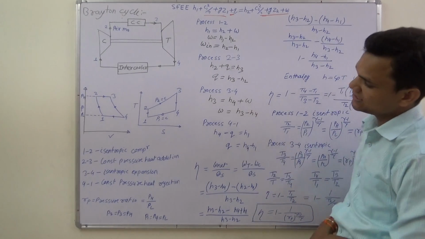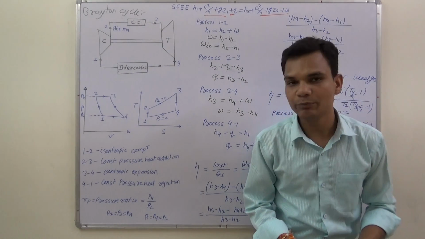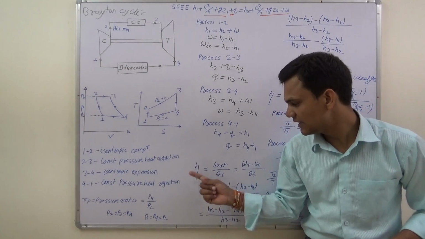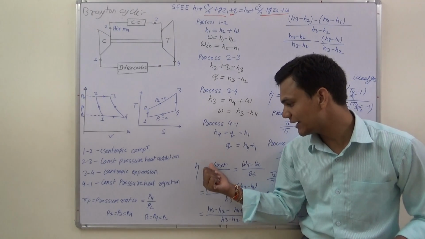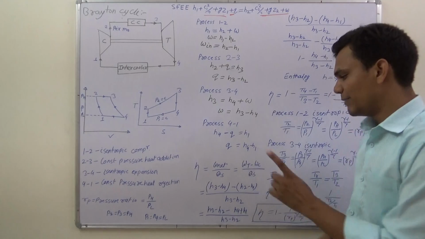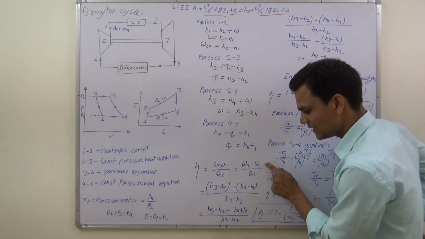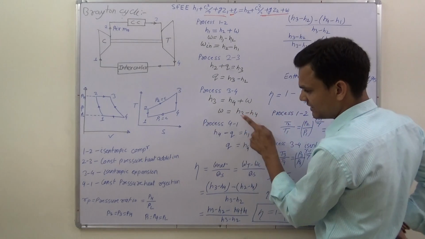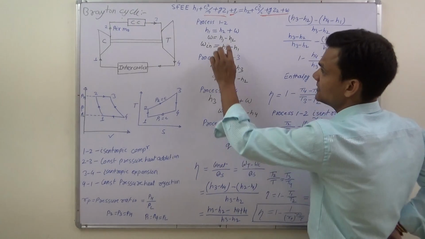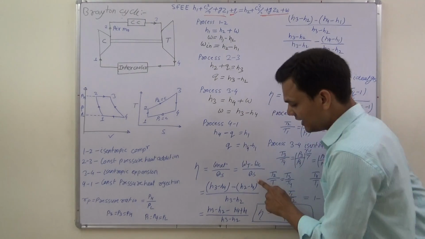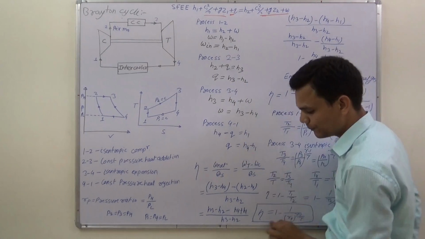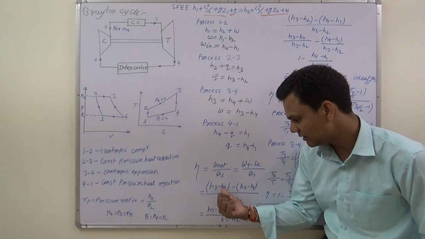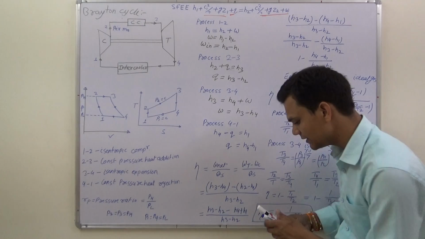So this is how we calculate work input and heat supply for the various processes. If we proceed to the efficiency, then we can write efficiency is equal to net work by heat supplied. Net work is equal to turbine work minus compressor work, and heat supply is equal to QS. Turbine work is H3 minus H4, compressor work is H2 minus H1, which I already wrote, and heat supply is H3 minus H2. After that, I rearrange this: H2 I take with H3 and this H4 I take with H1.